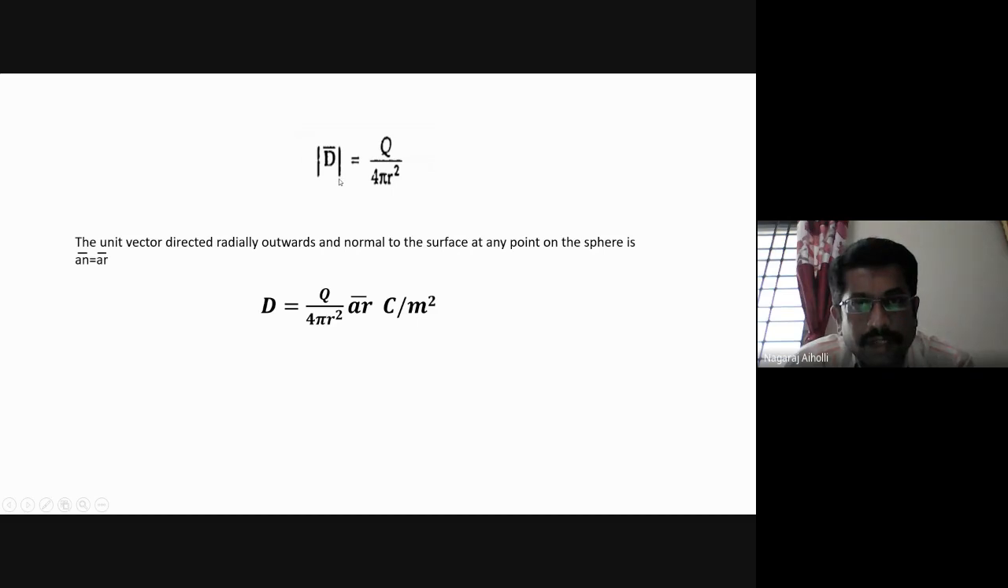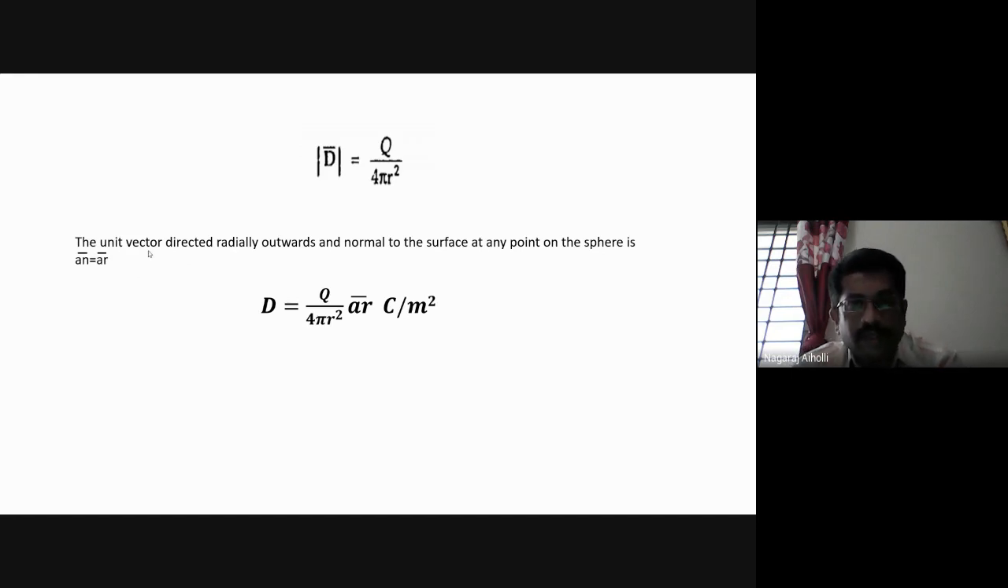Therefore, we write the formula D bar is equal to Q by 4 pi r square, where Q is the charge present inside the surface, and 4 pi r square is the surface area of the sphere. The unit vector is directed radially outwards and normal to the surface at any point on the sphere, and hence aN bar is equal to aR bar. That's what I told. The unit vector is as good as the radius vector, and it is also perpendicular to the surface dS. Okay, hence we consider aN bar is equal to aR bar.